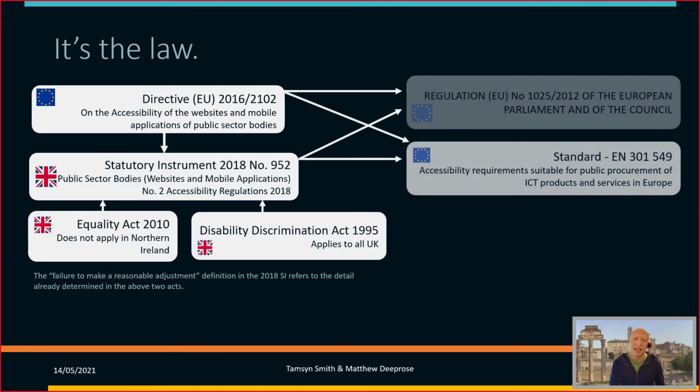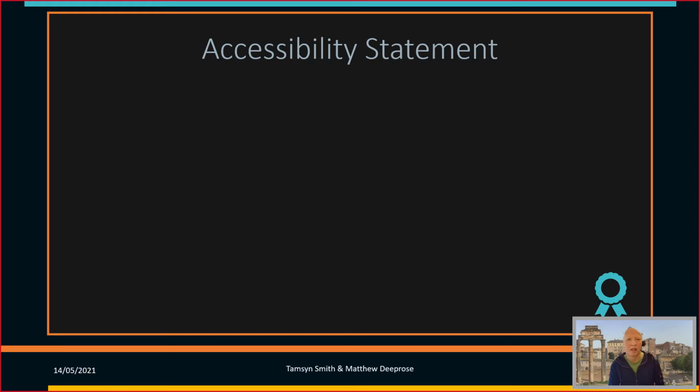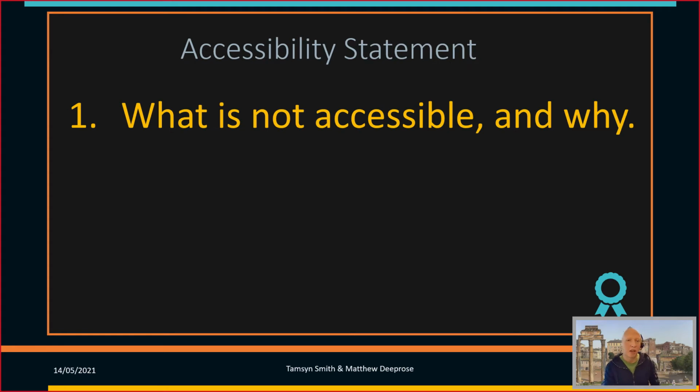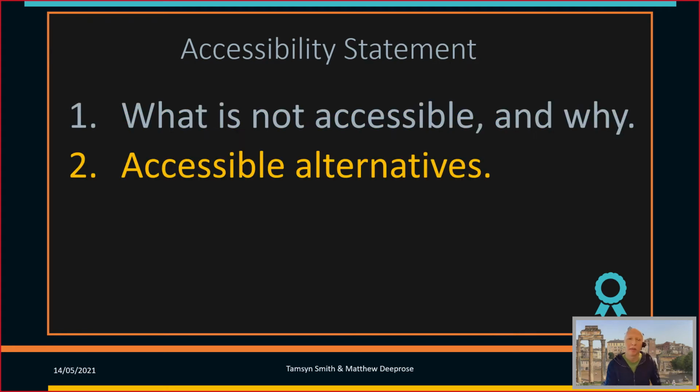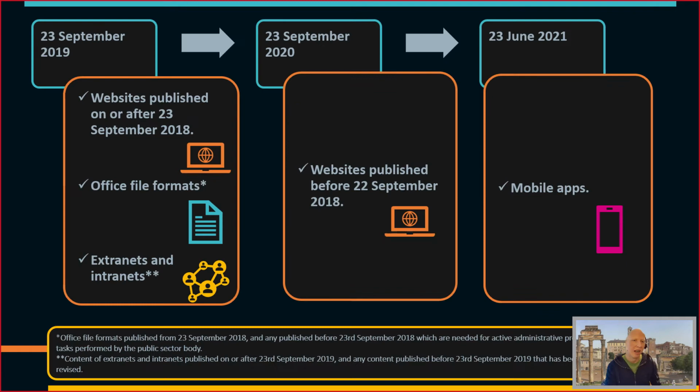Since 2018, when the accessibility regulations came in, it has been the law that we should create accessibility statements for our in-scope services, stating what is not accessible and why, what we're going to do about it, and what the accessible alternatives are, along with details of the contact process and enforcement procedure. In terms of what's in scope, that's been leveling up over the past few years. It now covers all of our websites, office documents, extranets, and intranets that are used for active business purposes. So pretty much if the students and staff are using it, it's covered.